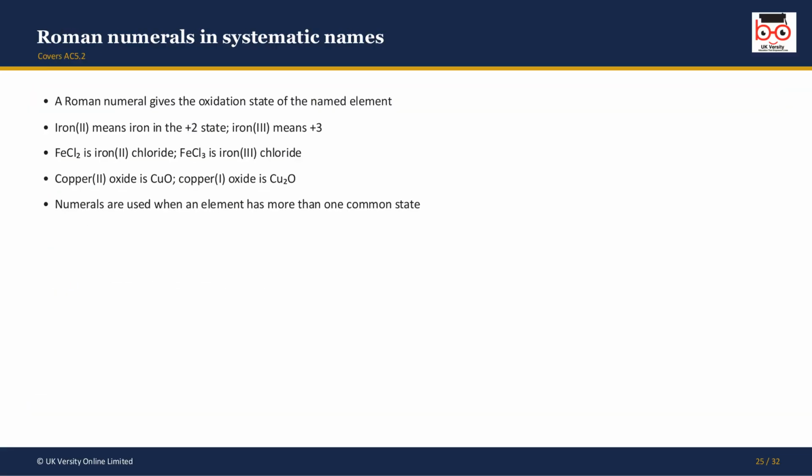Let's look at Roman numerals in systematic names, because they carry real meaning. A Roman numeral gives the oxidation state of the named element. So iron 2 means iron in the +2 state, and iron 3 means the +3 state. That's why iron 2 chloride and iron 3 chloride are different compounds, and likewise copper 2 oxide is one compound, while copper 1 oxide is another. We use numerals whenever an element can exist in more than one common oxidation state.